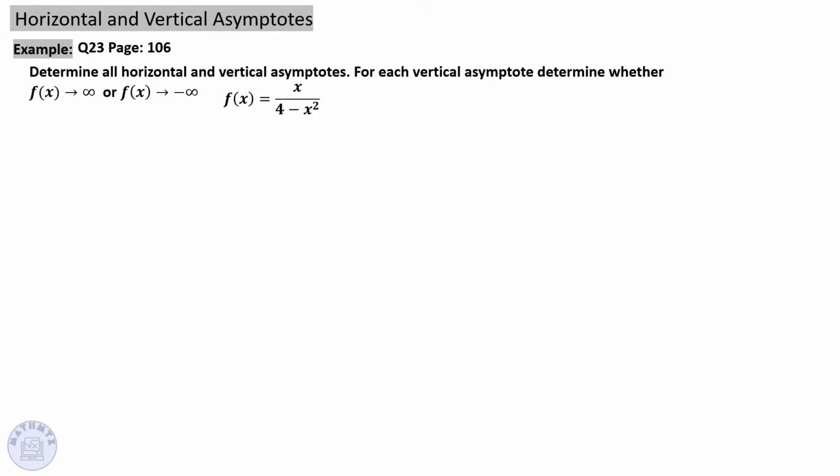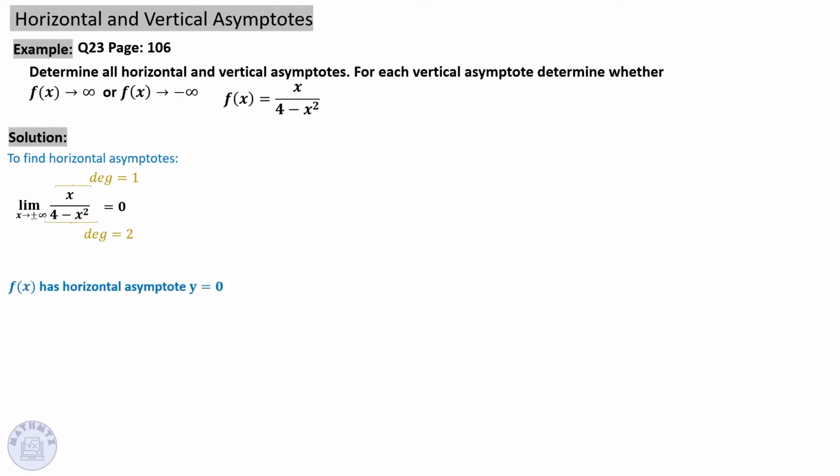All right, so in this example, we've been asked to determine all horizontal and vertical asymptotes. For each vertical asymptote, determine where the function is approaching around the vertical asymptote. All right, so let's start with horizontal asymptotes. Applying the rules that we mentioned before, this is the case where the degree in the bottom is larger than the one in the top, and therefore I have a horizontal asymptote at y equals 0. That's it.